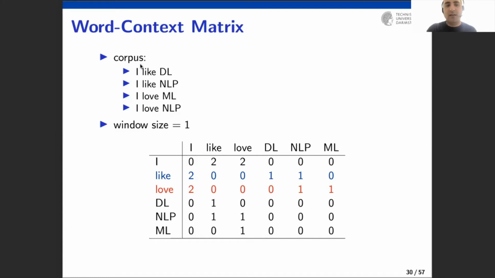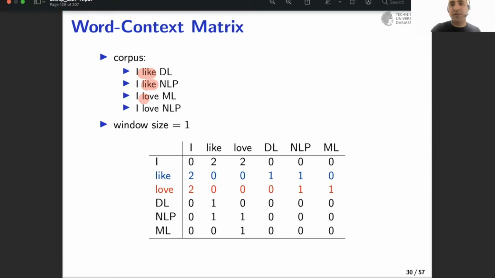So here, if we assume that for target word like, I, deep learning, and NLP are the context, and for word love, I, ML, and NLP are the context. So the words like and love are used in more or less similar contexts. Therefore, they should have similar representation. And by counting the co-occurrence of words and contexts, we can easily model the distributional hypothesis.